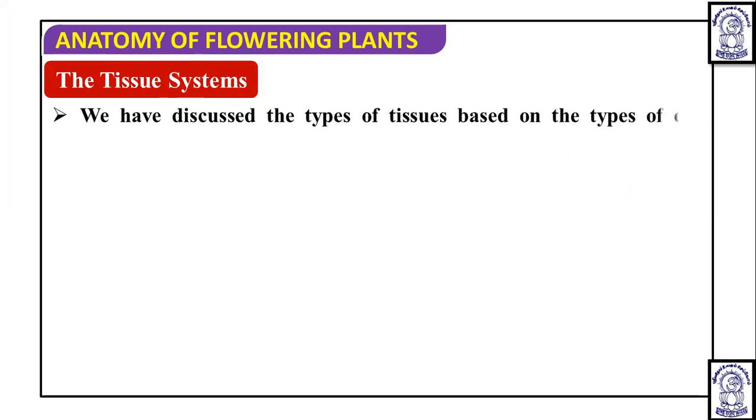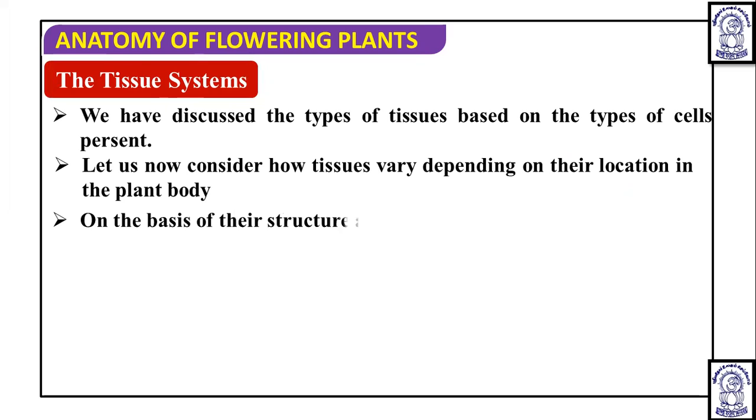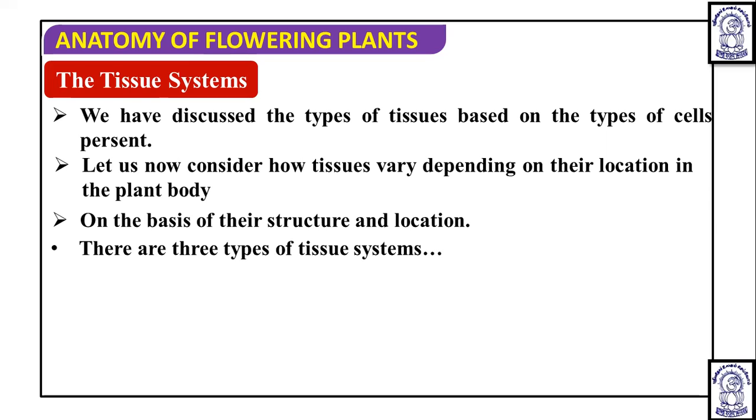We have discussed the types of tissue based on the type of cells present in the previous few classes. But let's now consider how tissues vary depending on their location in the plant body. On the basis of their structure and location, what type of structure they have and where they are located, there are three types of tissue systems, which include groups of tissues.